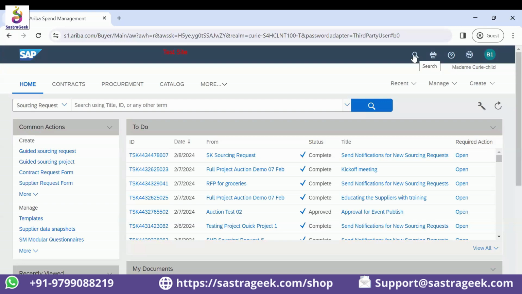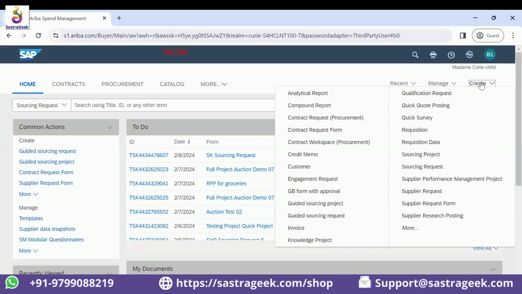You can search for a document which is available in Ariba, probably the purchase requisition, the contract workspace, or the sourcing document you have created. We can search from this search dialog. Then you will get three options on the right hand side. One is create. Create is the place an end user is generally going to work, for example, creating a purchase requisition, sourcing project, or contract workspace. So that option is called create.